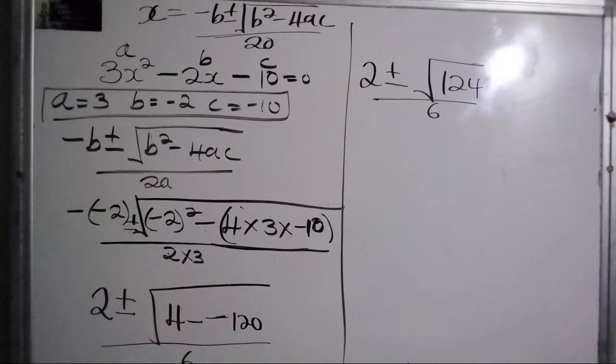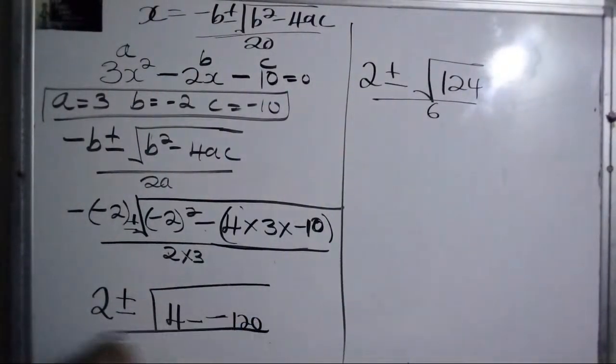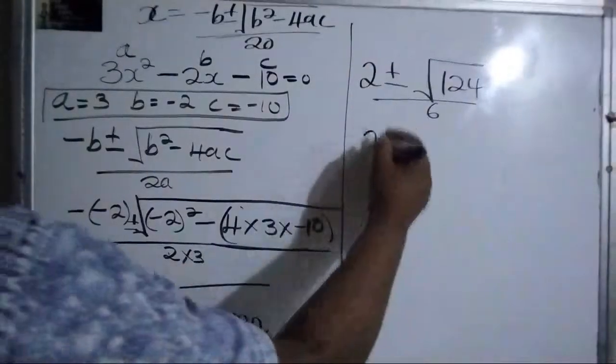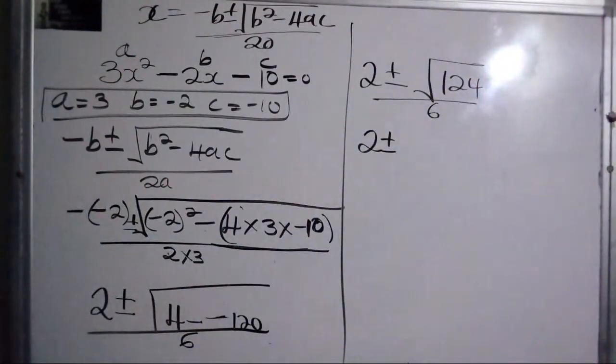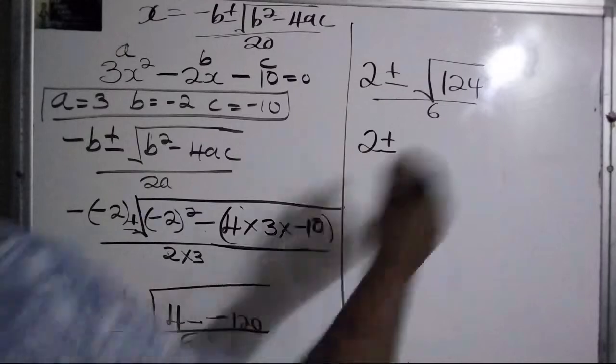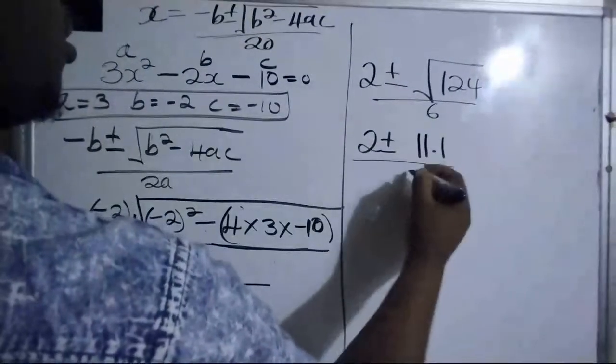I'm going to round it off to 1 decimal place. I forgot to carry back a little bit. So 2 plus or minus, we're going to find the square root of 124. So the square root of 124 works out to 11.1. So I'm just going to round it off to 1 decimal place, over 6.